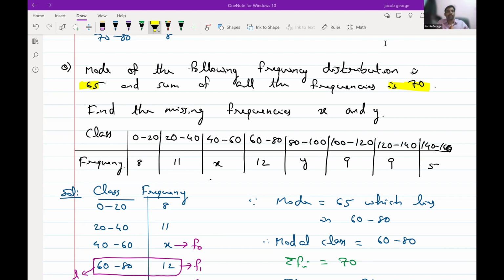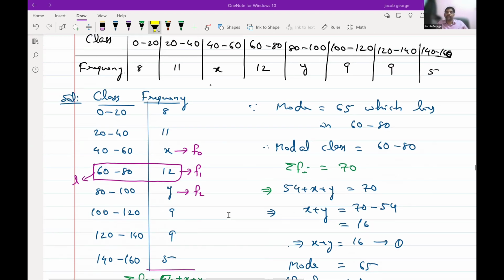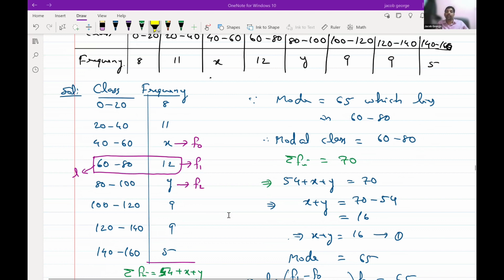Here the task is, we will copy the table and then find the highest frequency. Since we don't know the X and Y values, we can't say 12 was the highest frequency. Then how to select a modal class, do you know? Mode is given as 65. It lies in which class? When mode is given in a missing frequency question, this is the method of finding the modal class: in which class does the given mode lie? 65. In which class does 65 lie, children?